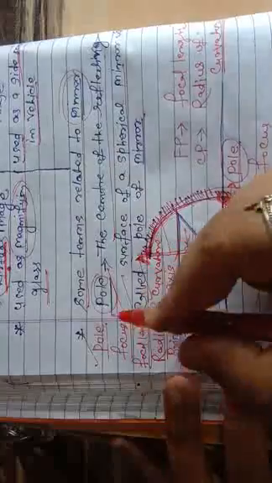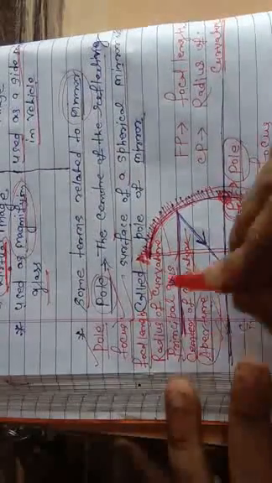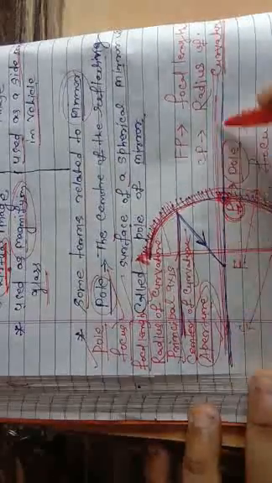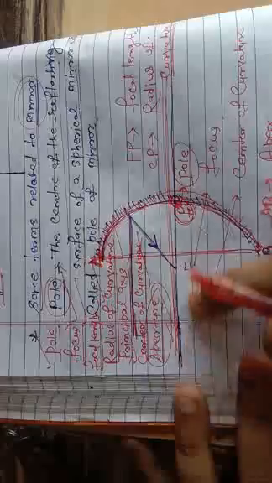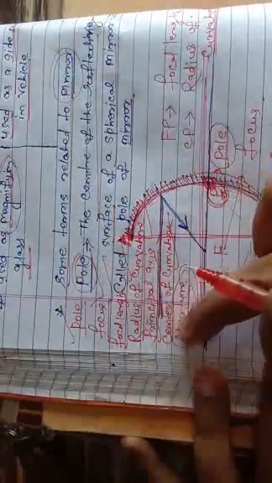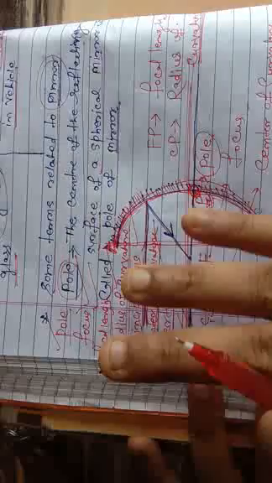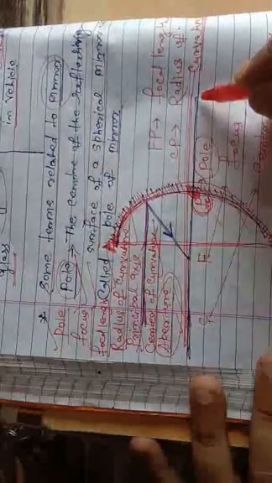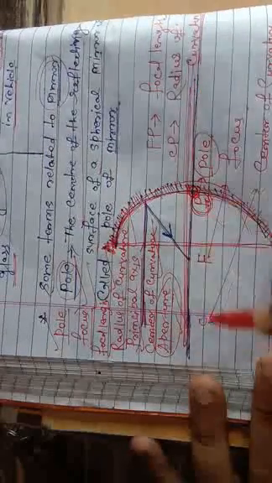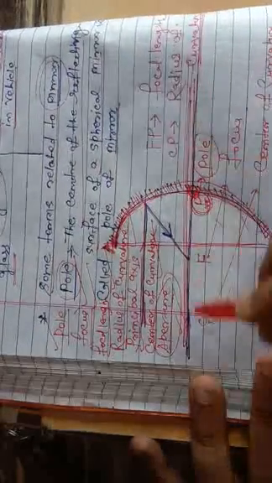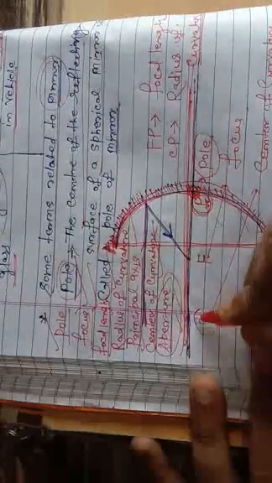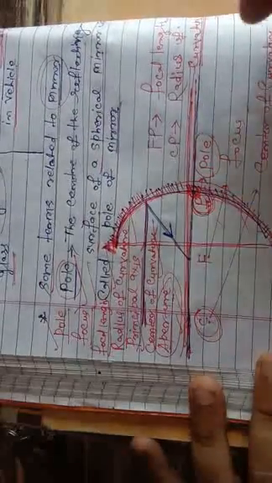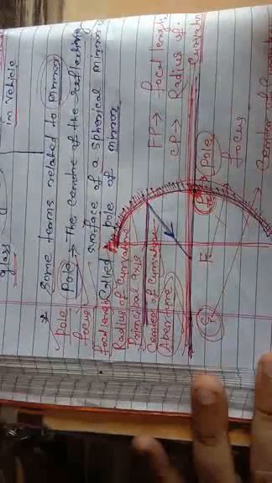Next we talk about the principal axis. Here we see that this line is the principal axis. Once again I say that all these definitions are given in the NCERT, so you can note the definition from the NCERT in your fair copy, but I can make you understand what a principal axis is. It is the imaginary line that passes through the center of curvature and the pole of the mirror.